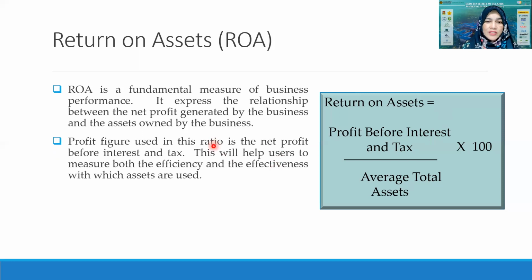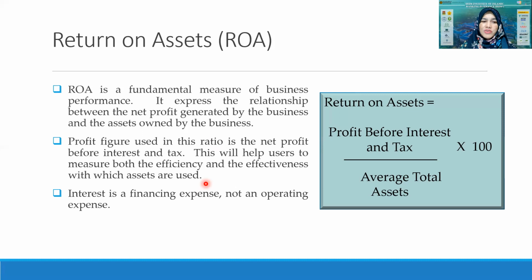Okay, the profit figure used in this ratio is the net profit before interest and tax. So this will help users to measure both the efficiency and effectiveness with which assets are used. Interest is the financing expenditure, not operating expenditure. As I explained earlier, why we take the profit before interest and tax is because we want to see the performance of the company at the operational level, not considering the interest expenditure incurred by the company.